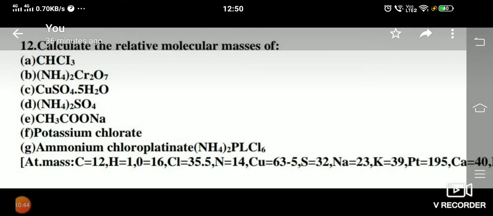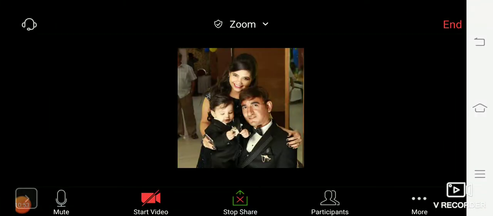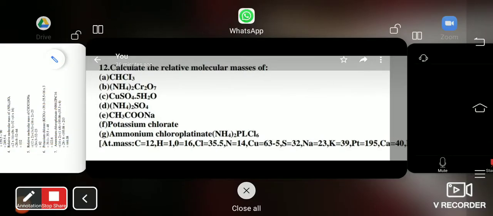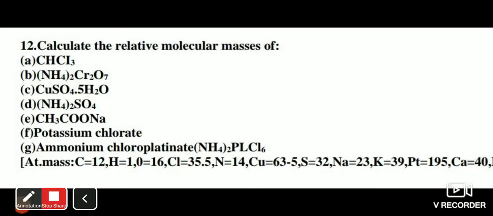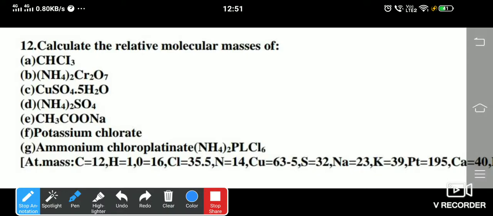Now this question: calculate the relative molecular mass. We have done this and we have to practice this, so I'll go a little slower for you so that we can be on the same page. The first compound given is CHCl3. I've taught you how to write it down. You will first simplify the formula.